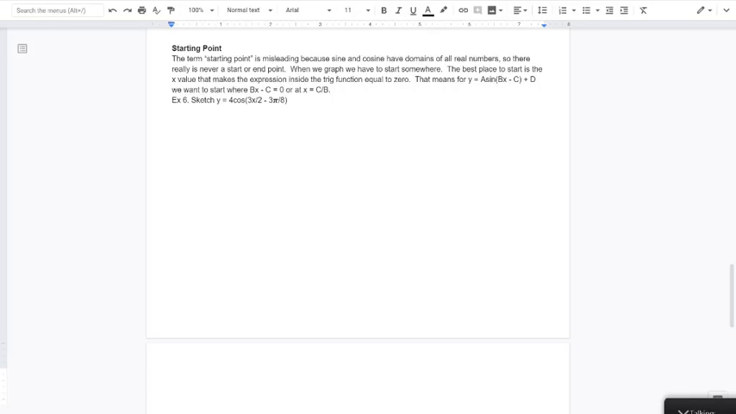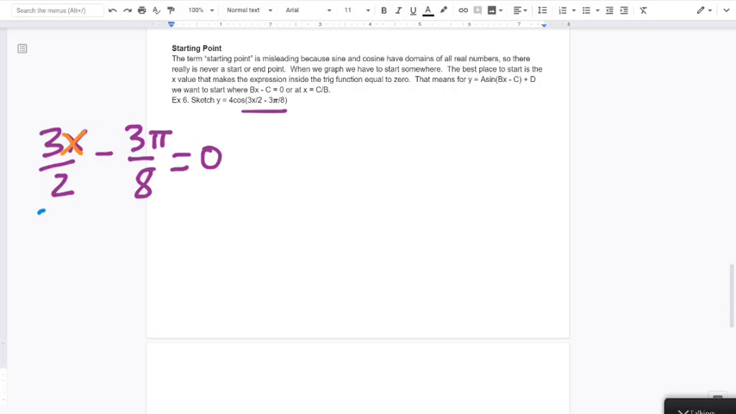Let's start off with our starting point. For graphing this example here, y equals 4 times the cosine of 3x over 2 minus 3 pi over 8, we're going to take 3x over 2 minus 3 pi over 8, set it equal to 0, and solve. Now remember that x is the only variable in this equation. Pi is not a variable. Pi is a constant. So we're going to leave our answer in terms of pi.